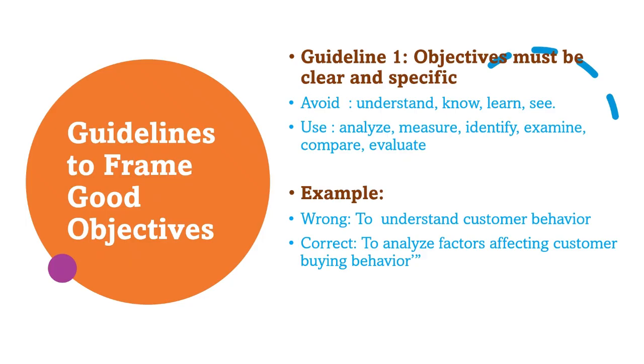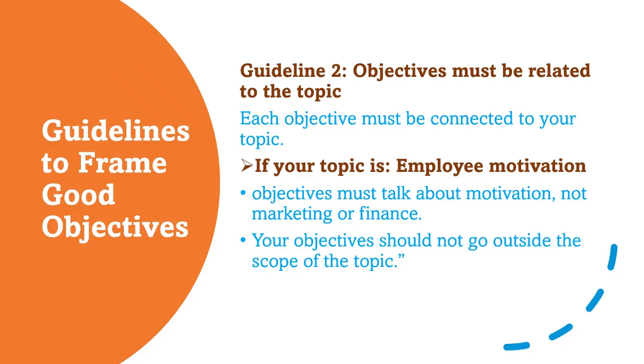Now let's understand guidelines to frame good objectives. First, objectives must be clear and specific. To make a clear objective, avoid words like understand, know, learn, see. But you can use words like analyze, measure, identify, examine, compare, evaluate. For example, "to understand customer behavior" is a wrong statement, whereas "to analyze factors affecting customer buying behavior" is the correct statement.